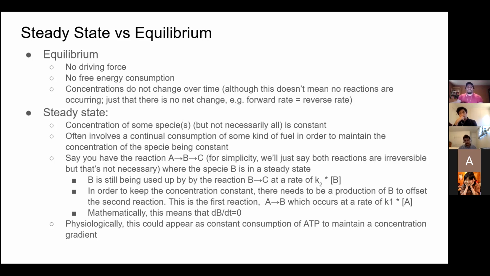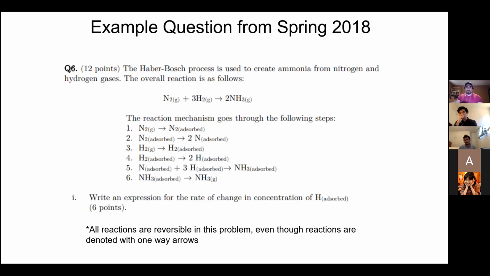If you have a reaction chain that goes A to B to C, and we'll say these are irreversible, you could have B, the intermediate, be constant. But the thing is, you're losing B because that can turn into C. So in order for the concentration of B to be constant, you have to keep adding A in order for that to turn into B to offset it. You'll see this a lot in maintaining concentration gradients, because you'll have something like the sodium potassium pump where you have ATP, and it helps keep the concentration gradients across the membrane.